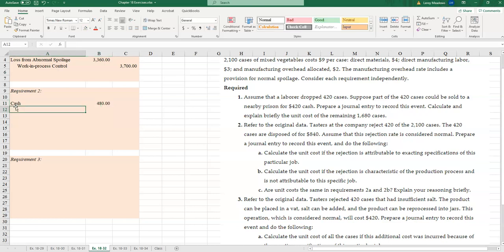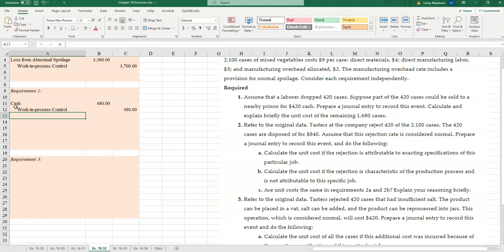And we're going to reduce our work in process control account by that same amount. Why? Because now we've reduced the cost of that because we've realized some value in that.